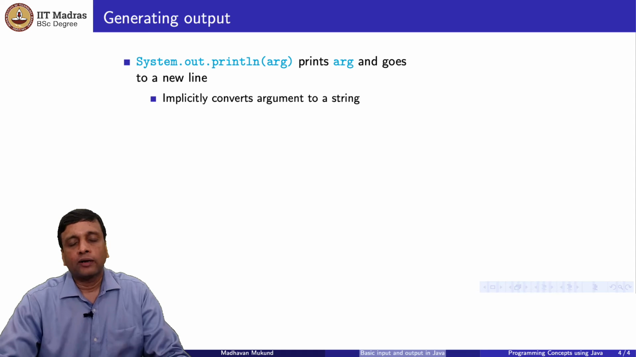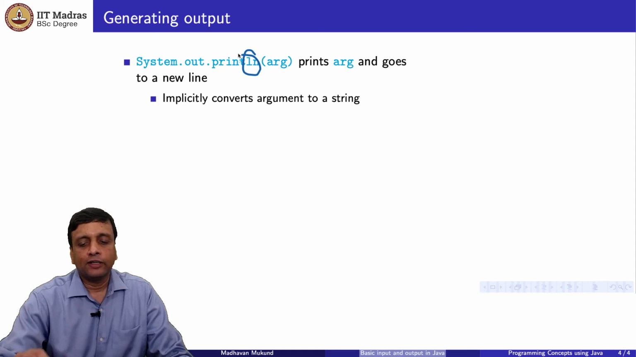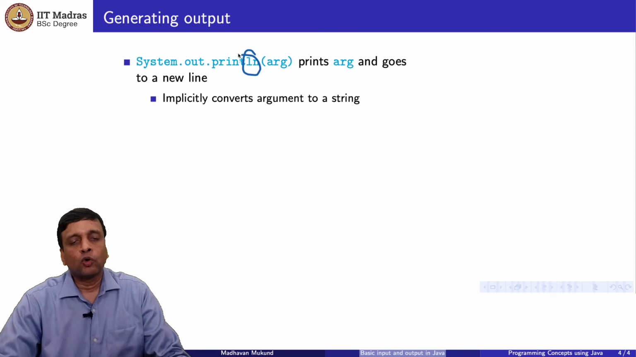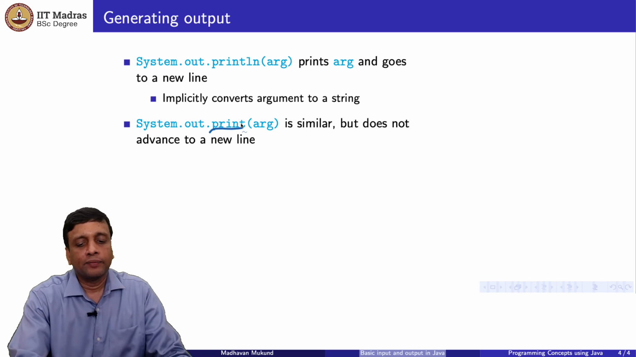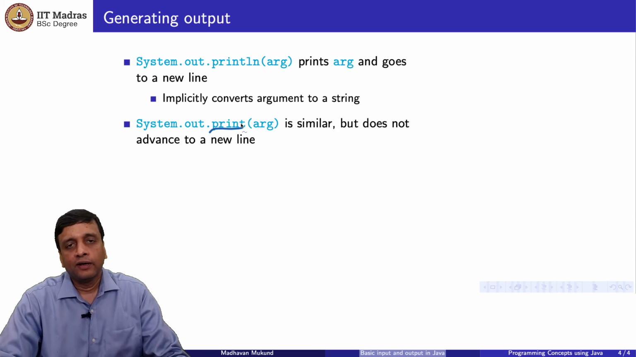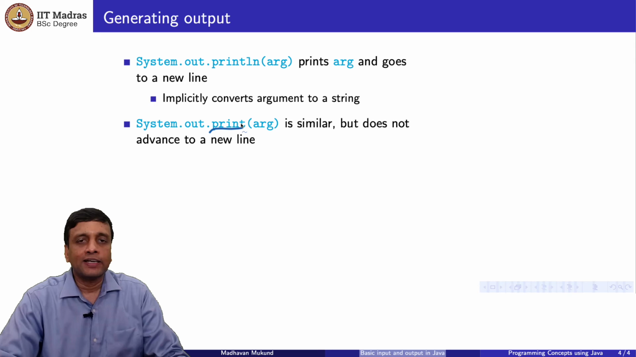And the key thing is this ln part, right? It goes to a new line. So if you don't want a new line, then there is just a print, right? System.out.print, which is essentially the same behavior as System.out.println, except it will stay on the same line. So the next print will continue where this print left off. So if you want to write things one after the other on the same line, then you can use System.out.print.